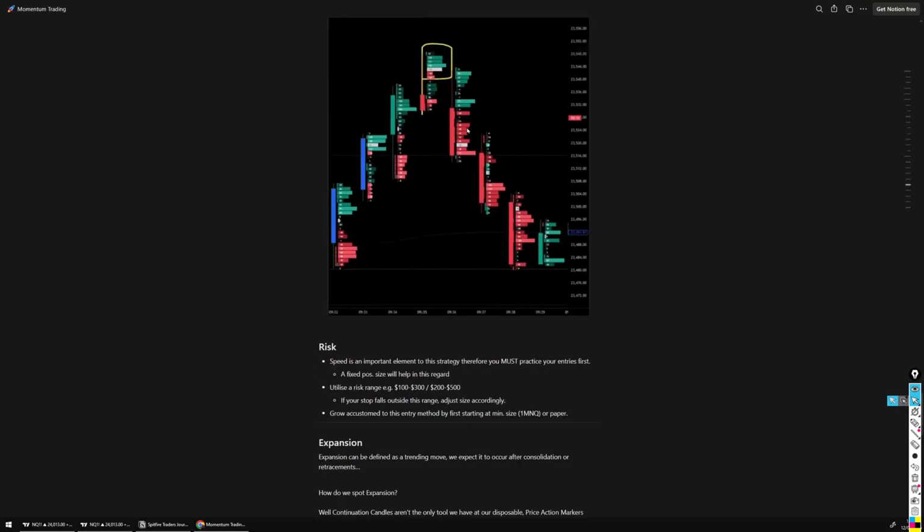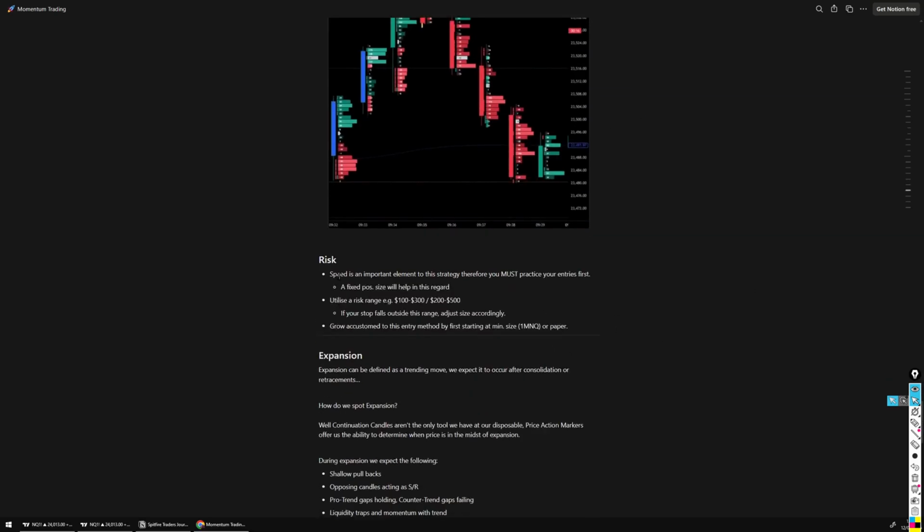Right, so going on to risk, obviously speed is an important element to this strategy, so you must practice your entries first, okay? A fixed position size will help in this regard. If you're trying to calculate your position size based upon your risk, you're probably going to miss a 1 minute candle, and that's the reality of this situation.